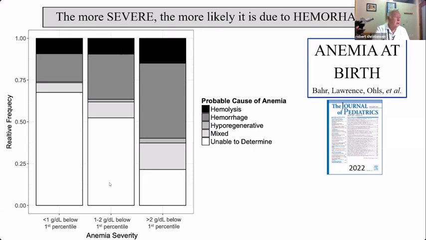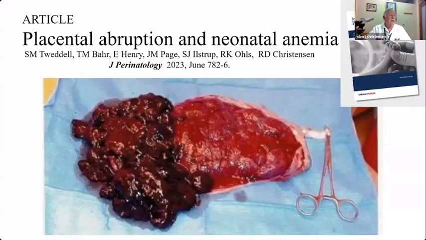This next column shows the breakdown of the causes when the hemoglobin level was even lower, that is 1 to 2 grams below that first percentile line. Less of them were unable to be determined, more of them were hemorrhagic. And then the most severe, those who were more than 2 grams per deciliter below the first percentile, the greatest percentage of those were hemorrhagic. Here's one subset of that group, and that is with placental abruption, anemia does sometimes occur.